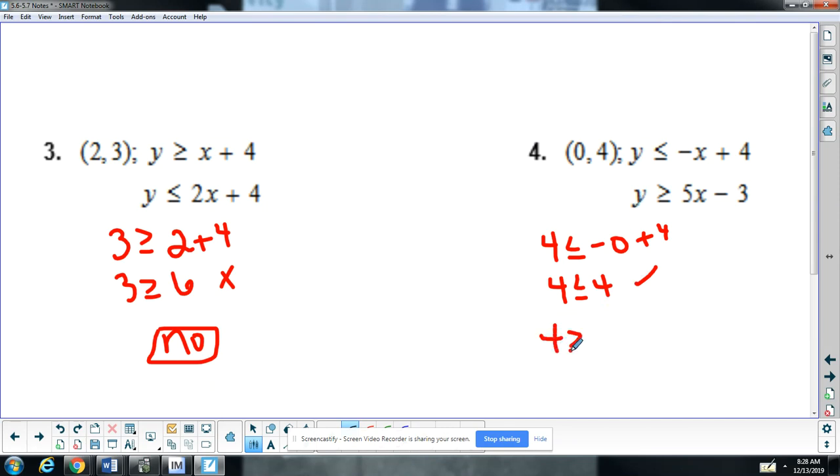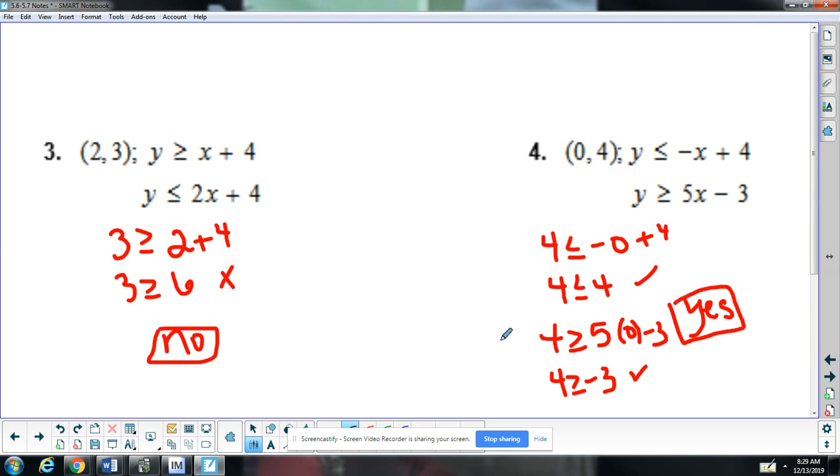So we tried our second inequality. So 4 is greater than or equal to 5, and then instead of times x, we're going to put in times 0 minus 3. So I need to clean up that right side. So 5 times 0 is just a 0. So this essentially just goes away because adding or subtracting 0 doesn't change anything. So I bring down that -3. Is 4 greater than or equal to -3? Yes, 4 is greater than -3. So I would say yes, this is a solution. Okay, how did you guys do on these two? Did you get them correct?